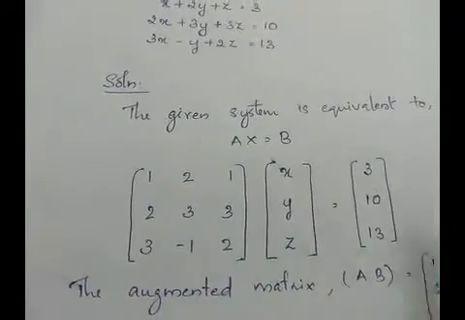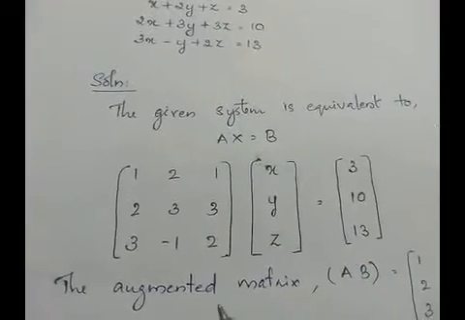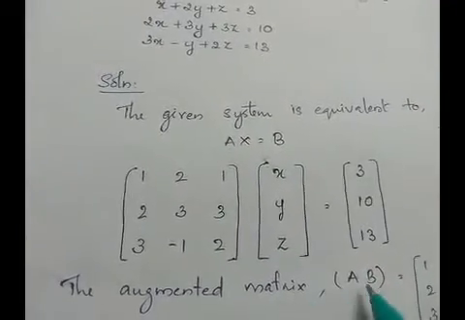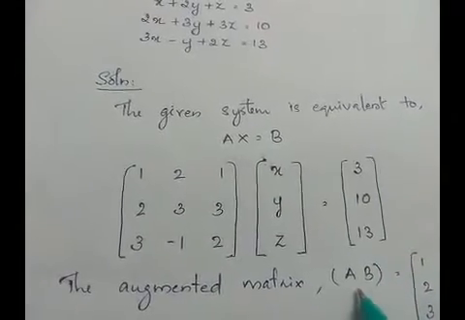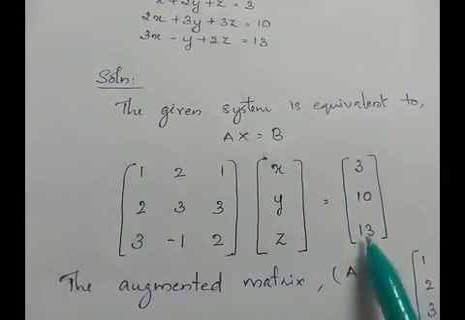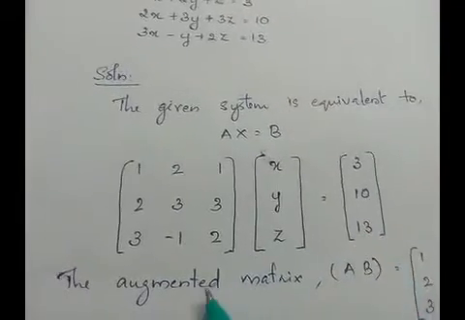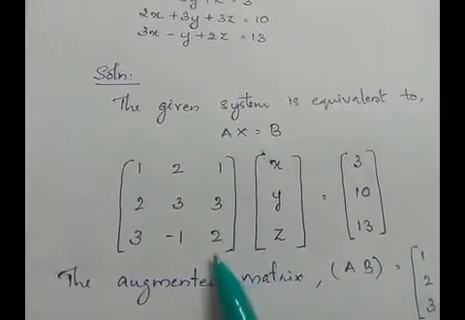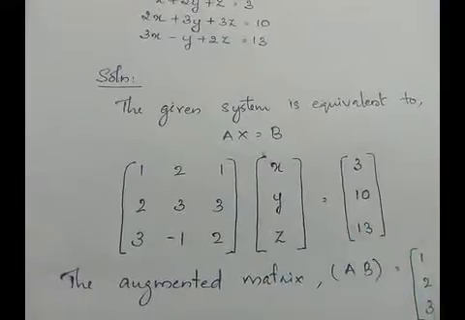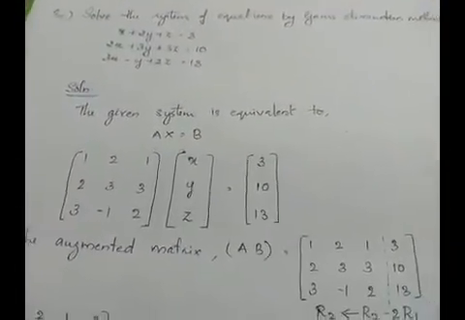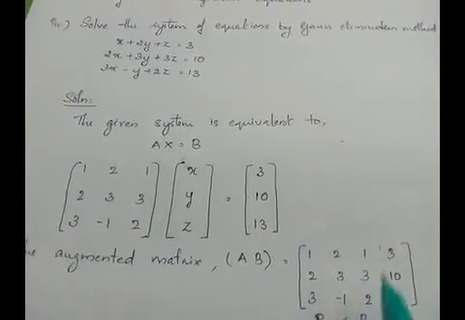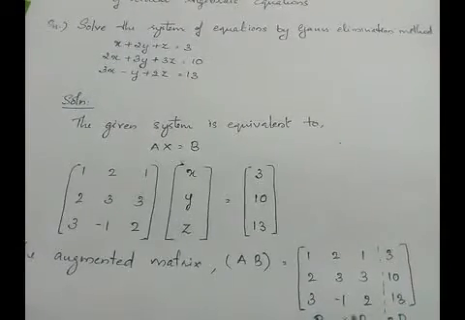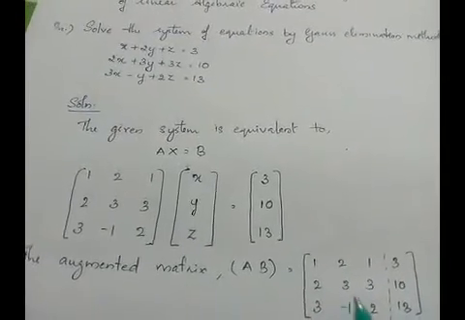For that, the first step is to form an augmented matrix AB, where A is the coefficient matrix and B is the constant matrix. The augmented matrix is found by combining these two matrices. So the augmented matrix AB will be a combination of matrix A and matrix B. This is how it looks. The matrices A and B are combined together and represented in a single matrix, and that matrix is called the augmented matrix.